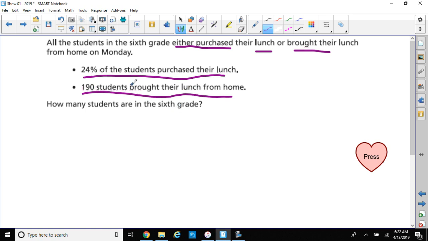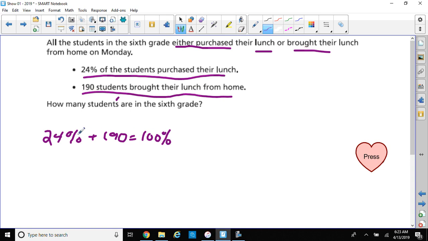All right. So let's take a look at what we're going to do here. We have a choice of what's going on about students. 24%, they say, purchased their lunch. Now there's a choice of either they purchased their lunch or they brought their lunch from home. So this plus 190, which are the students who brought it from home, has to equal 100%.